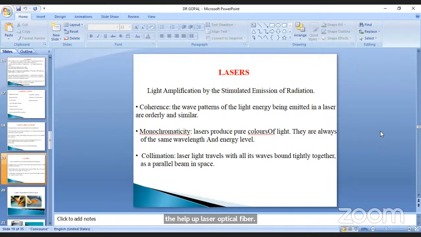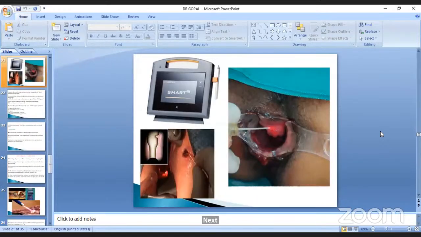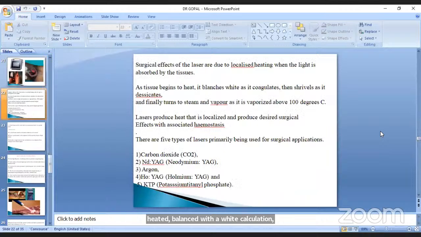Next one is surgical effects of the laser, due to localized heating when the light is absorbed by tissue. As tissue is being heated, it blanches with white coagulation, then shrivels as it dissects, and finally turns to steam, vaporized above 100 degrees Celsius. Lasers produce heat that is localized and produce the desired surgical effects with the associated hemostasis.